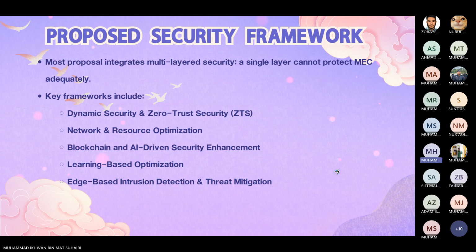So I will present several proposed security frameworks that are designed to strengthen MEC systems. Most proposals use multi-layered security because a single security layer is not strong enough to protect MEC adequately. However, more layers can increase latency, so researchers focus on creating smarter adaptive frameworks. The key categories include dynamic security and zero trust security, network and resource optimization, blockchain-based security, learning-based optimization, and edge-based intrusion detection and threat mitigation.